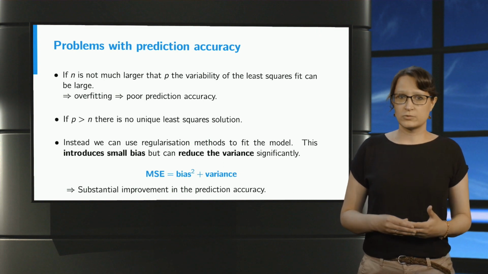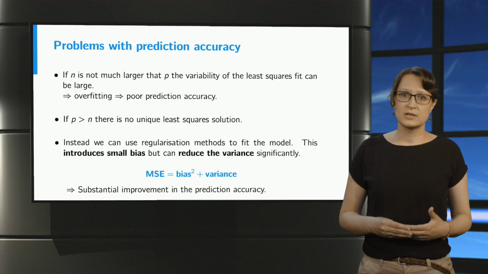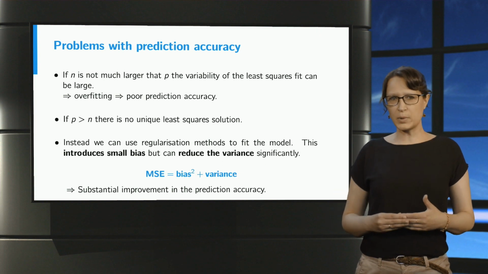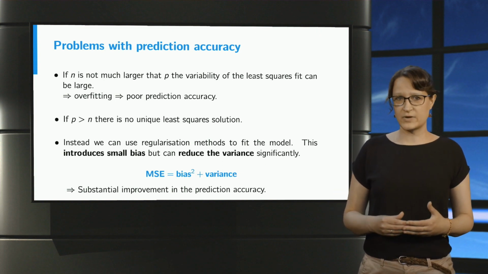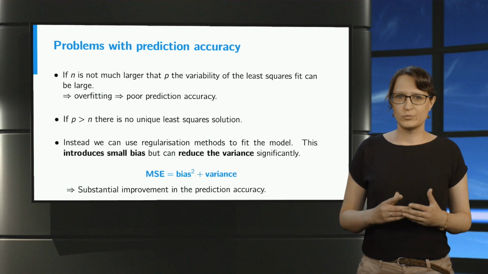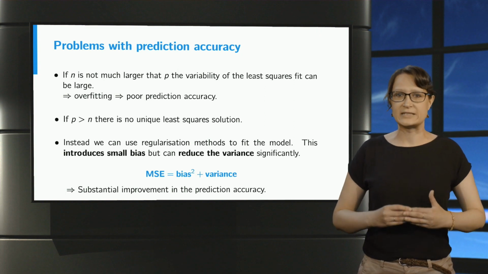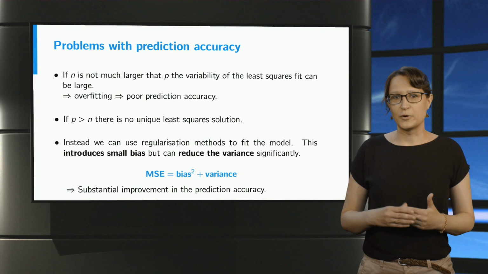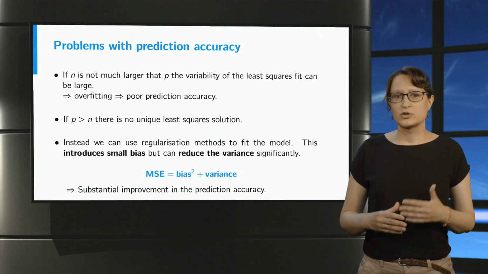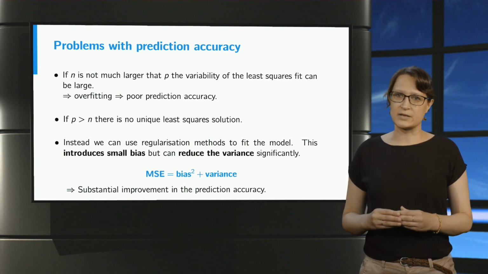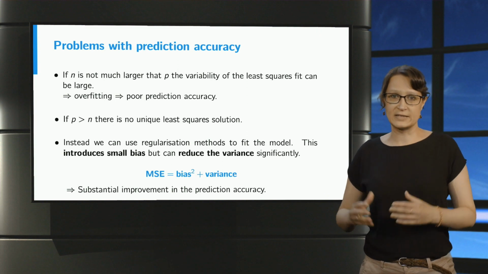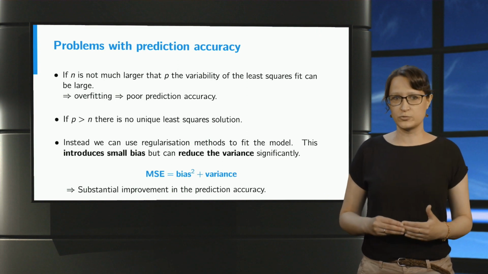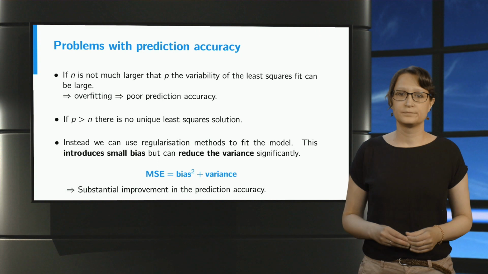Here, we can use the regularization methods, which introduce a small bias, but they can reduce the variance significantly. And remember here the bias variance decomposition of the mean squared error. So a small increase in bias while the variance decreases significantly can lead to an improvement in the prediction accuracy.